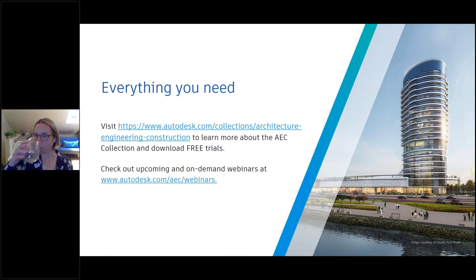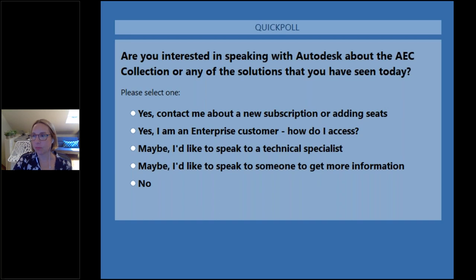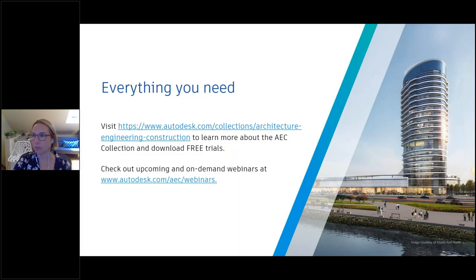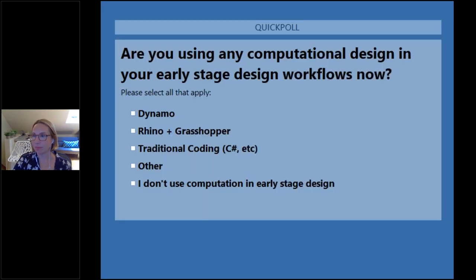I'm going to start by launching one more poll, and that poll is about, are you using computational design in your early stage design processes? I'm sorry, looks like we've done another one here. Looks like we've got two going. Are you using computational design in your early stage design workflows? Please indicate the tools that you're using: Dynamo, Rhino and Grasshopper, traditional coding, other, or you don't use computation in early stage design. And it seems like a lot of folks are not currently using computation in early stage design.